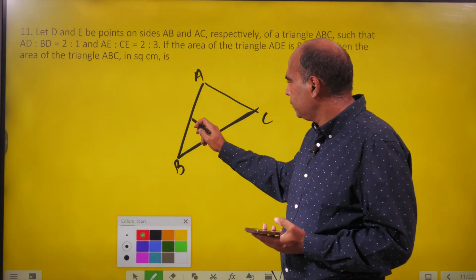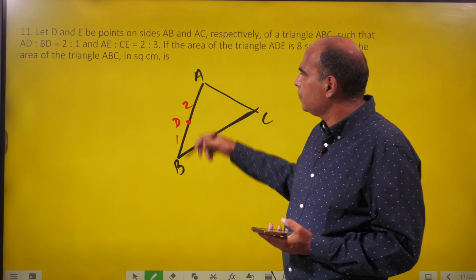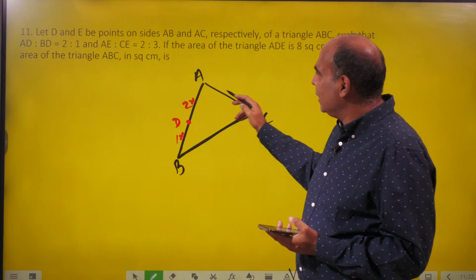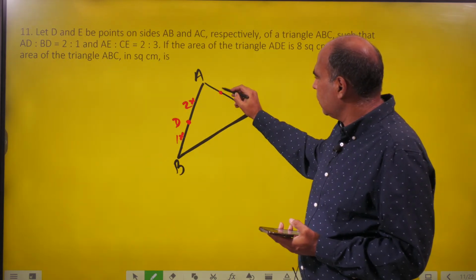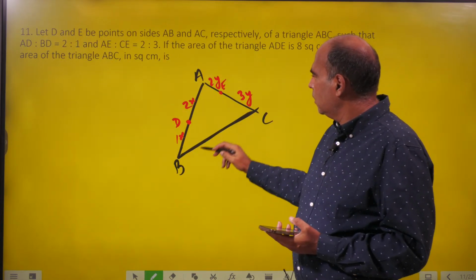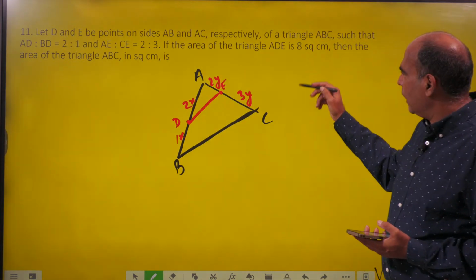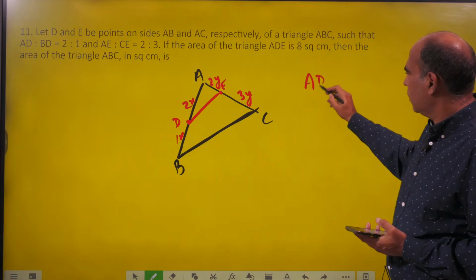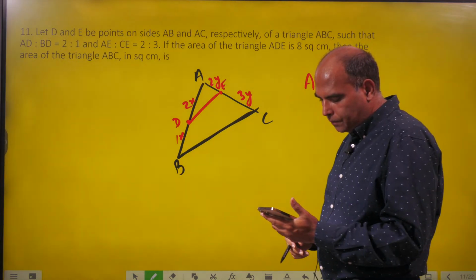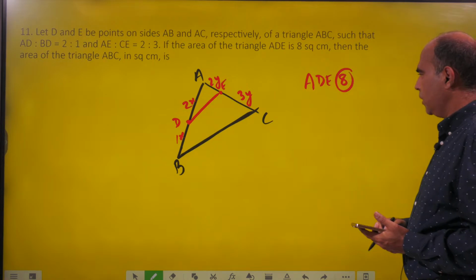So I've got D here such that this is 2:1 and AE to C is 2:3. So E must be somewhere here. So this is 2y and 3y. So this is the D line. The area of the triangle ADE is 8. Then the area of the triangle ABC in square centimeters is?